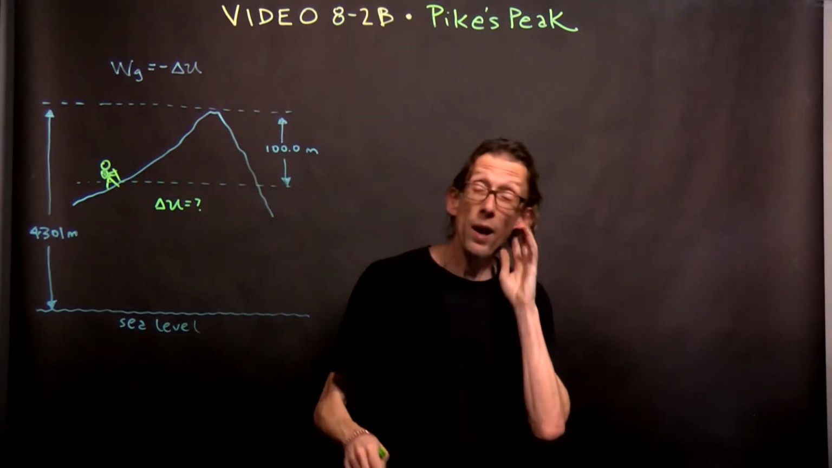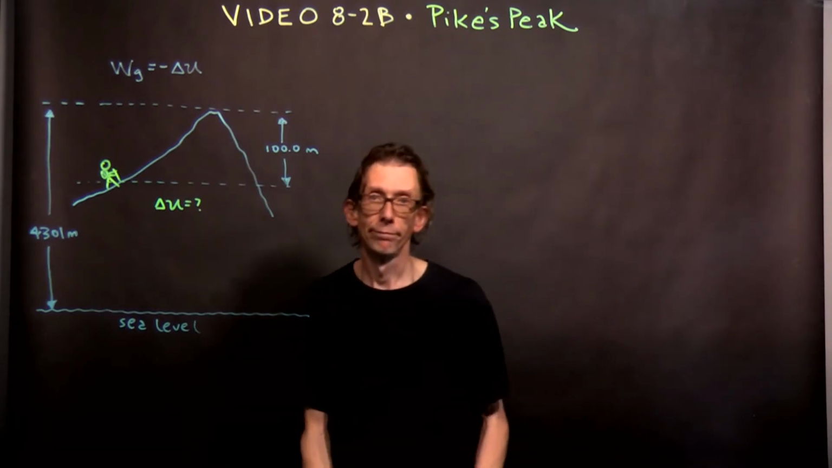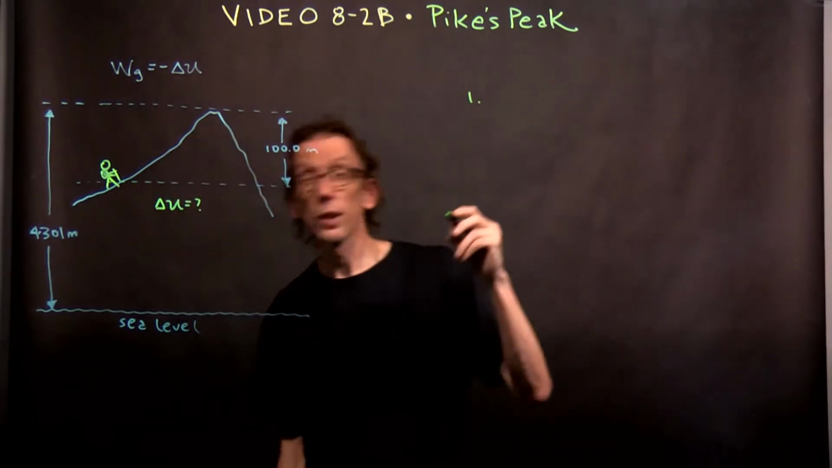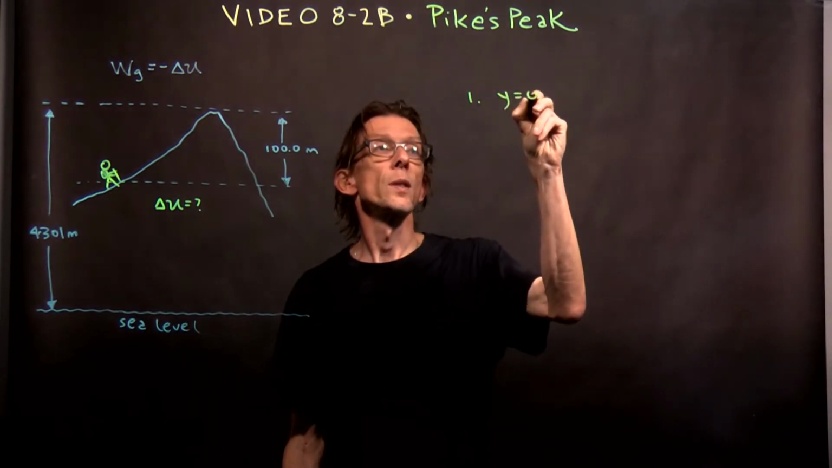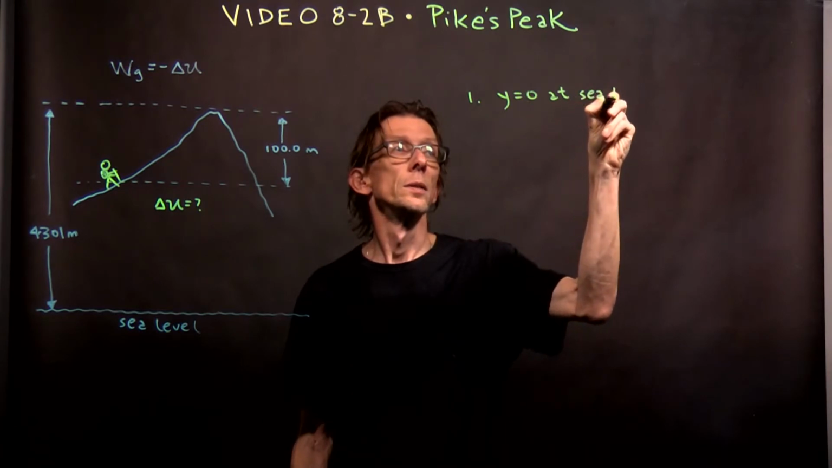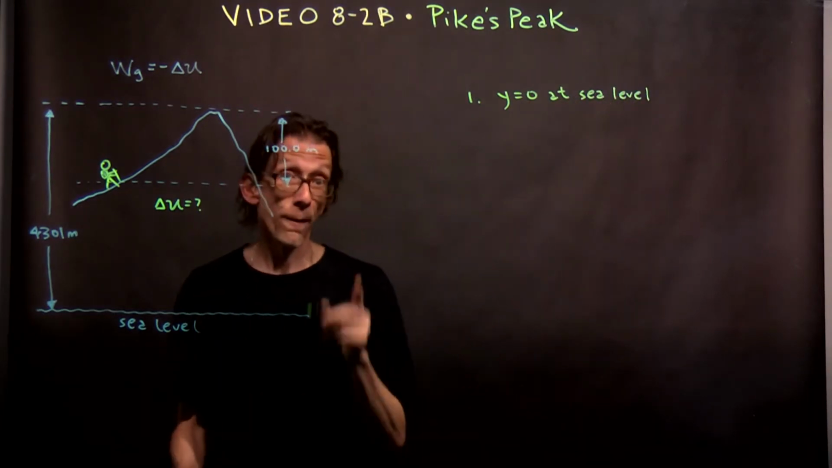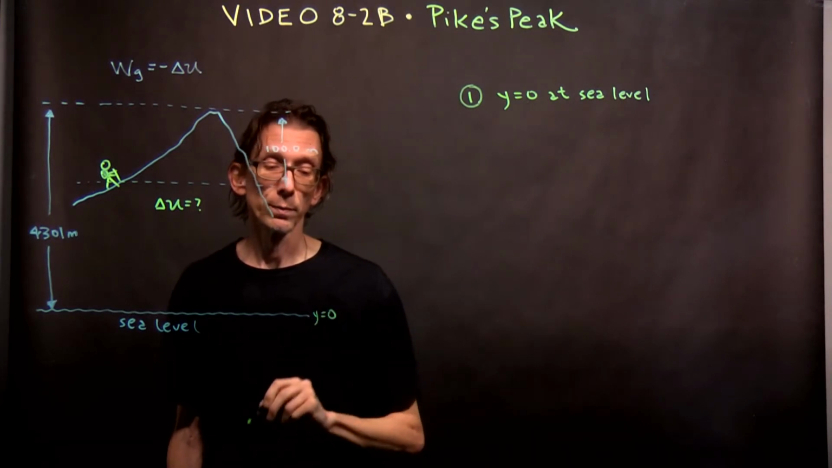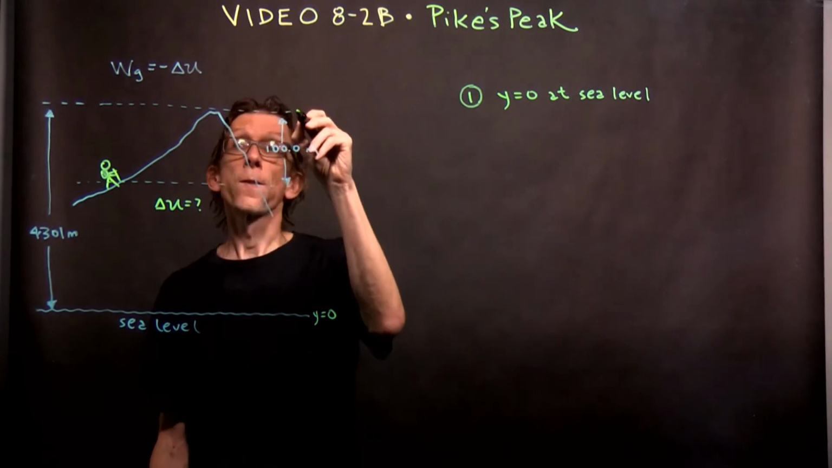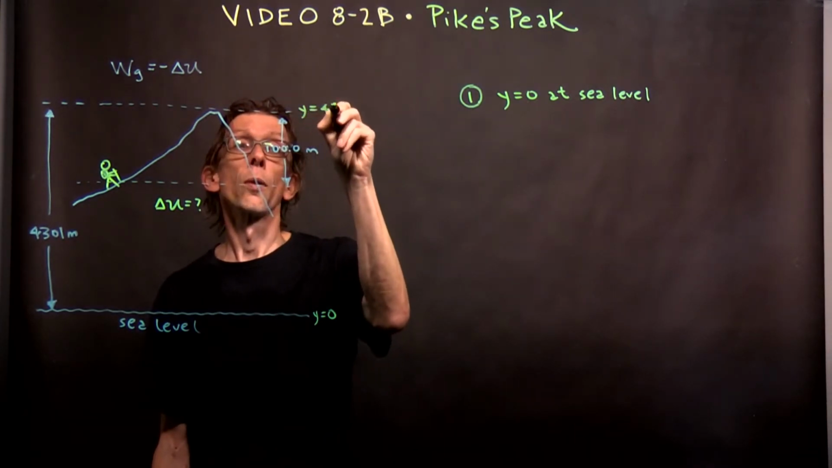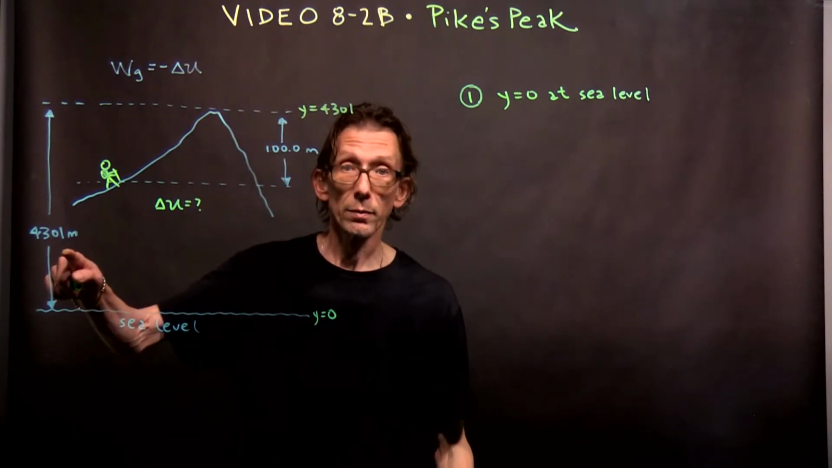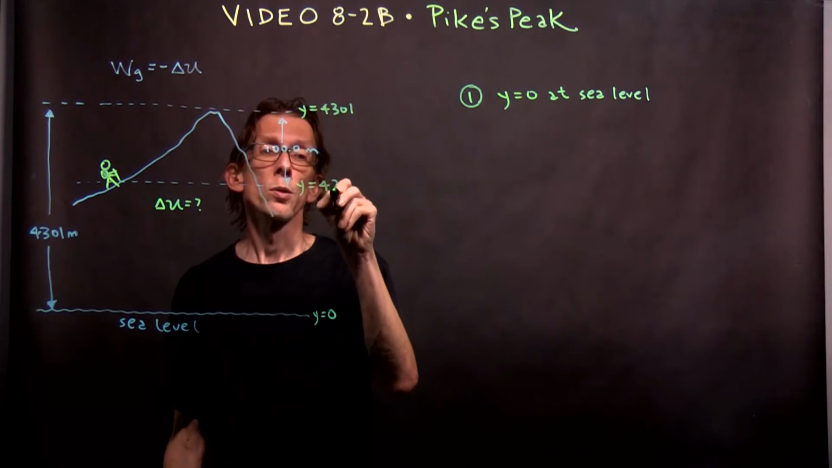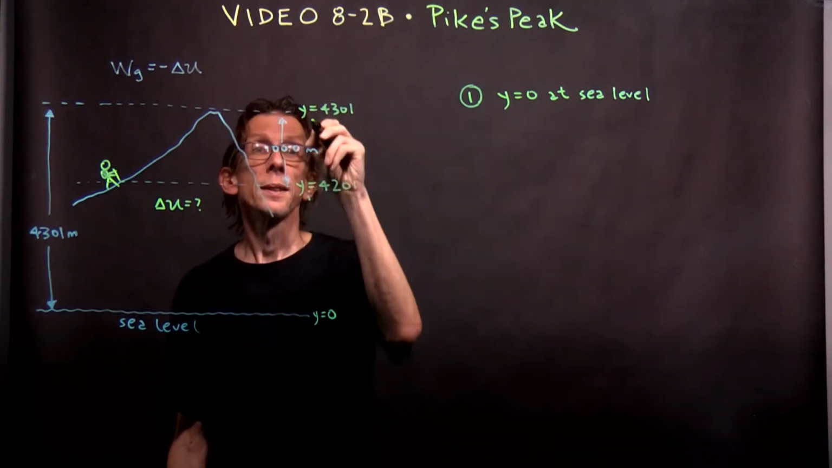And so the question is, what is your change in potential energy as you go up? We're going to do it in the first situation. We're going to set y equals 0 at sea level. So for the first part, we're going to call this y equals 0. In that case, your final height is going to be y equals 4,301 as advertised. Your initial height will be that minus 100 meters, which is y equals 4,201. That's your initial height. That's your final.